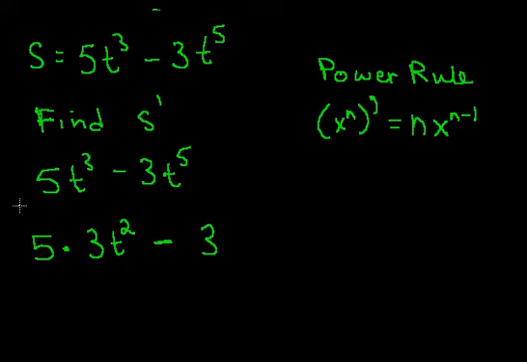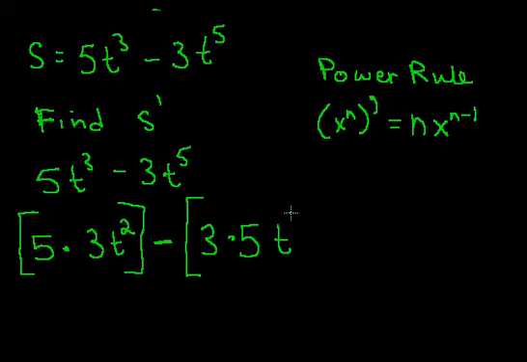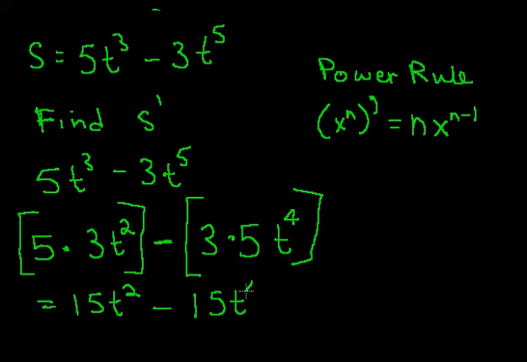minus, and then we work with this term, which is 3, let me put brackets around this so it doesn't look so confusing. So it's 3 times, and then n in this term is 5, so we bring that down, that's 5t to the n minus 1. n is 5, so n minus 1 is 4. And so we can further simplify this to 5 times 3 is 15, so it becomes 15t squared, minus 3 times 5 is 15 again, it's 15t to the 4th. And that's it.